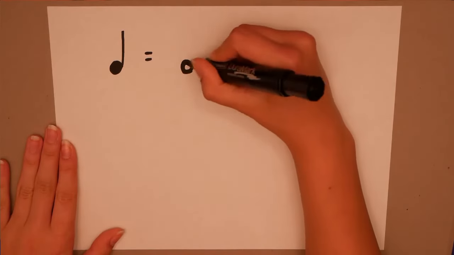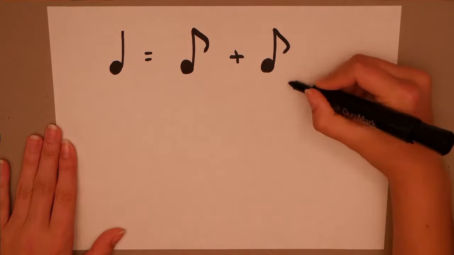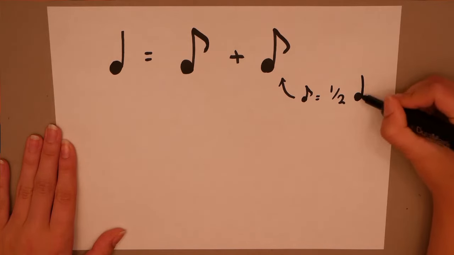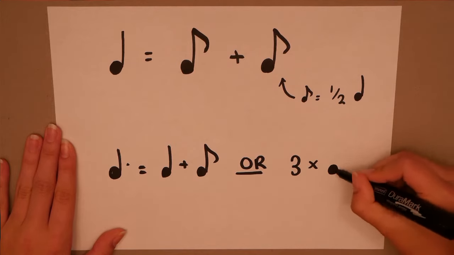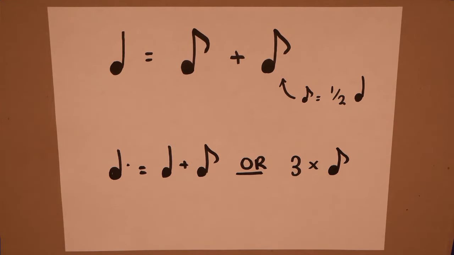When a dot is added to a note, it adds 1/2 of the initial value. So a dotted quarter would be equal to the initial value, a quarter, plus half that value, an eighth. Alternatively, this can be thought of as 3 times the halved value, or 3 eighth notes.